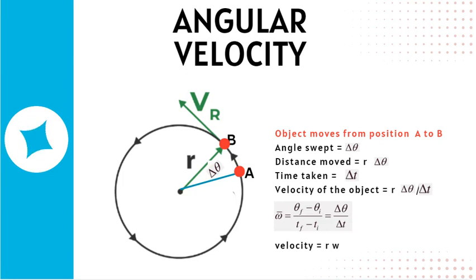When the object moves from position A to position B along a circular path, and if the angular displacement is delta theta in a very short interval of time delta t seconds, the angular velocity is equal to the rate of angular displacement with respect to time and is denoted by omega.